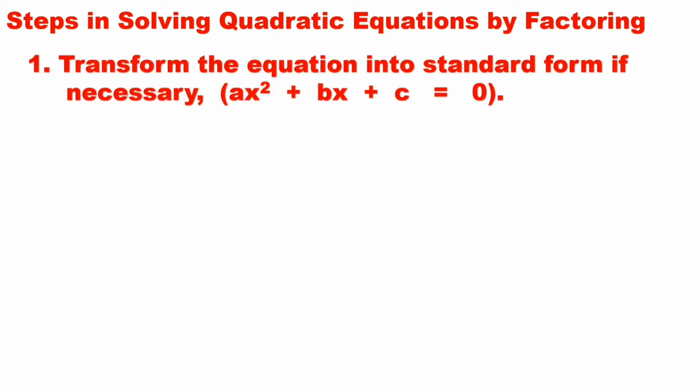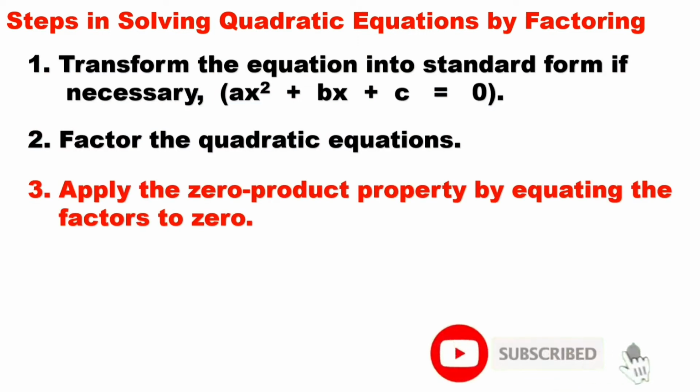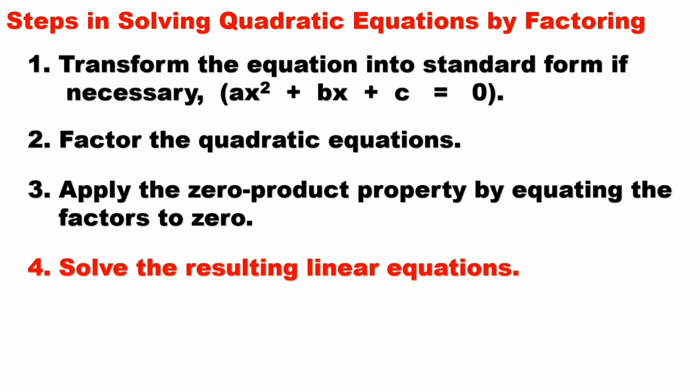Transform the equation into standard form if necessary, or in the form of ax squared plus bx plus c equals 0. Step 2. Factor the quadratic equation. Step 3. Apply the zero product property by equating the factors to 0. Step 4. Solve the resulting linear equation.